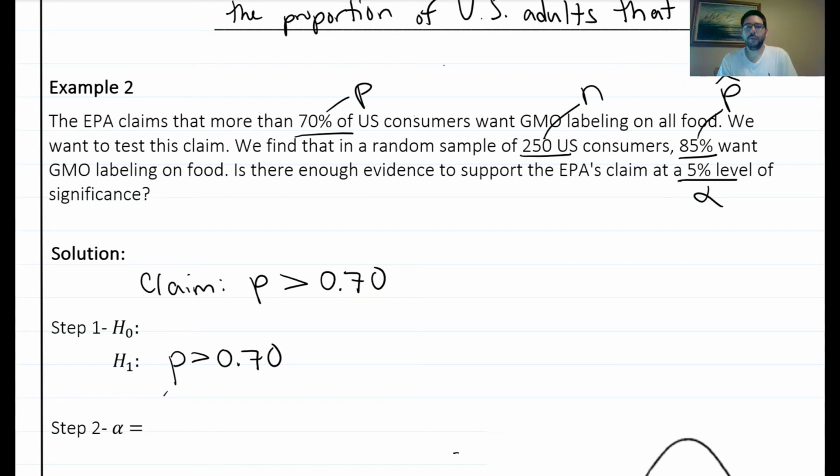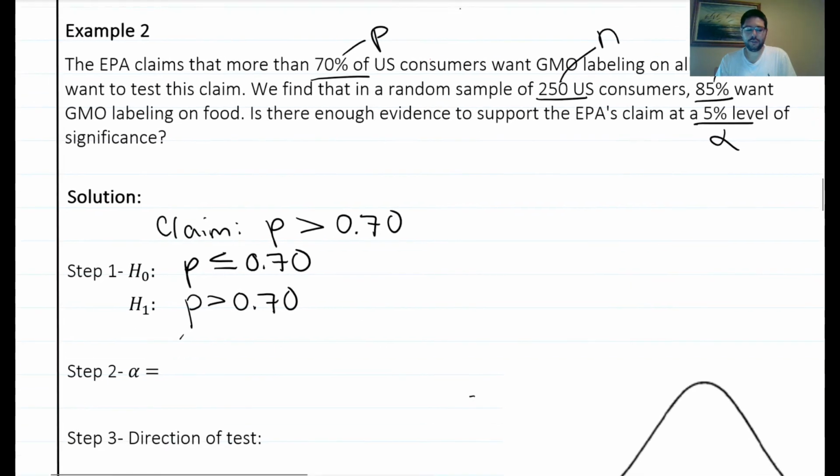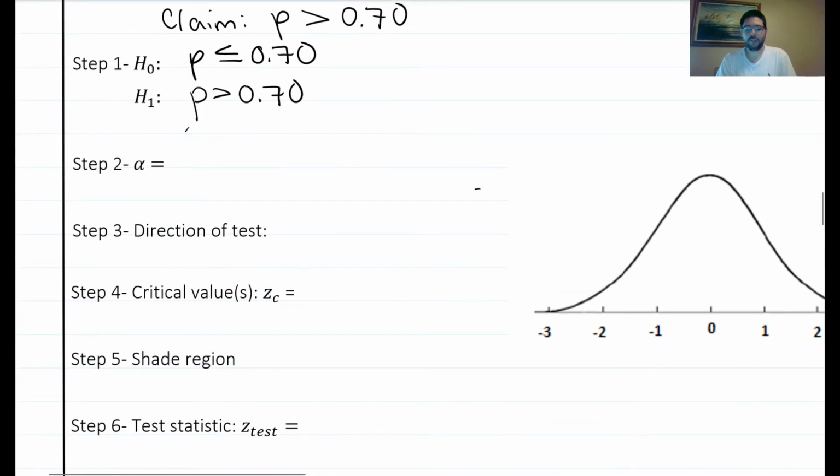And then we're going to reverse it. We're going to do the opposite of that, the complement, which is going to be less than or equal to. All right, and that's my H sub 0, my null hypothesis. Now my alpha, we said was 0.05. Now, based off of our alternative hypothesis, that's pointing in the right direction. It's greater than 0.70, so that's going to be a right-tailed test.